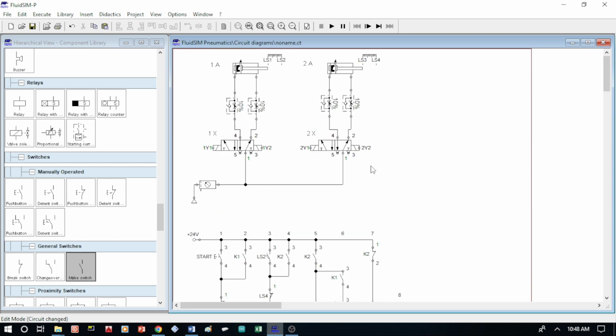Okay, this is the complete circuit after all components have been connected. Now I will explain the function of each component and how the circuit operates. Let's begin with the pneumatic components.